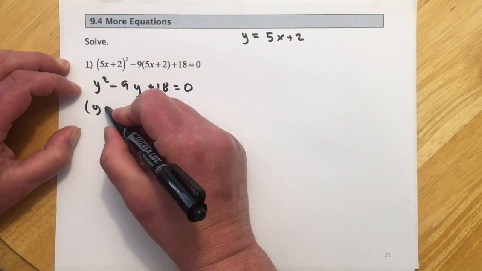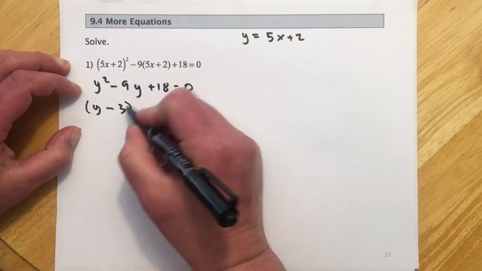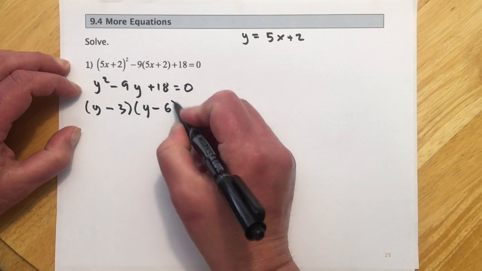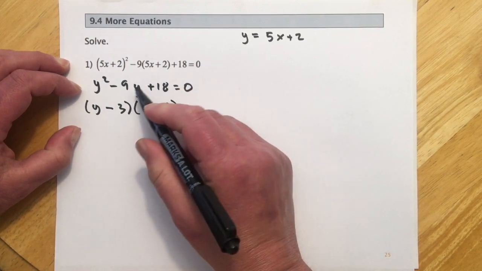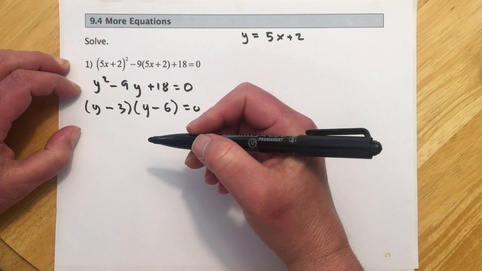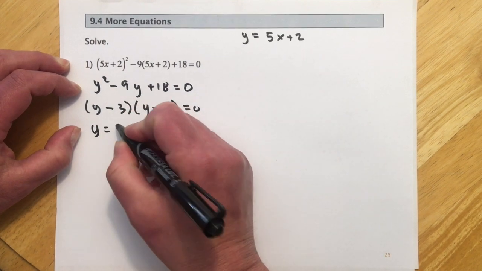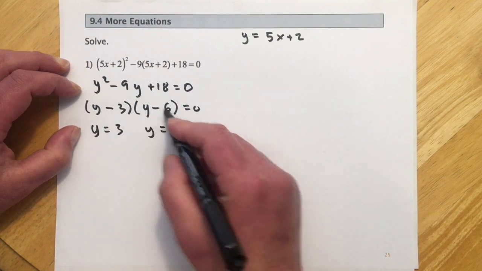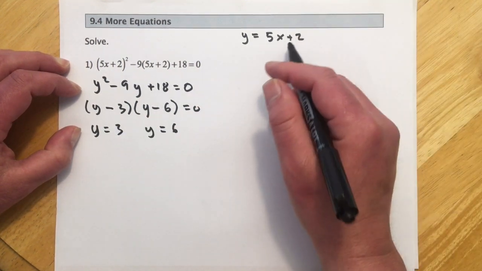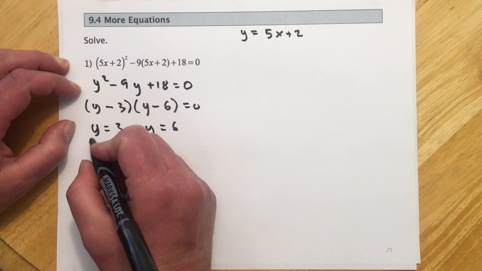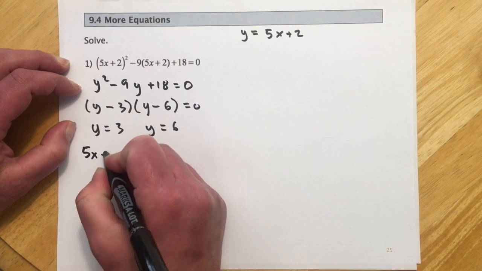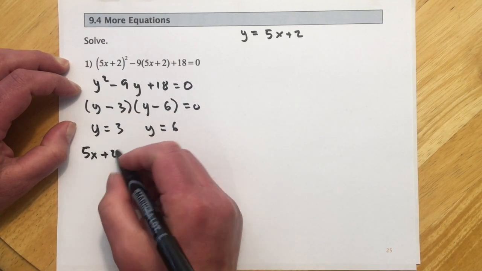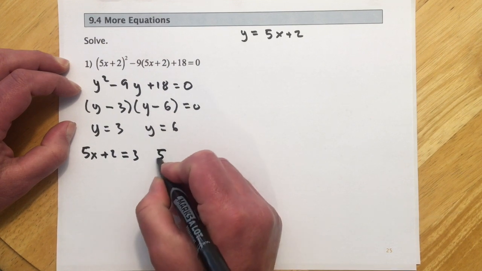So I can go (y minus 3)(y minus 6) equals 0, as that was multiplied as 18, adds to be negative 9. So I get solutions of y equals 3 and y equals 6, except that I totally made up y, so now I have to unmake up y. So I'll come back over here, and I'll put 5x plus 2 in for the y equals 3, same thing on this side.